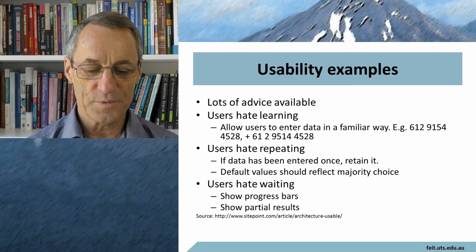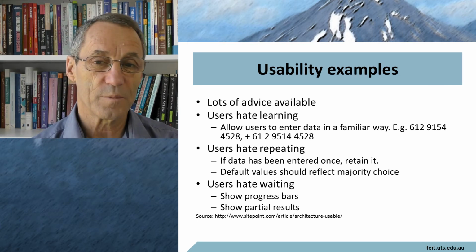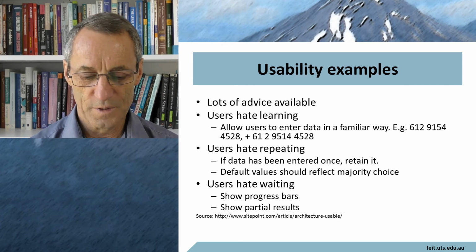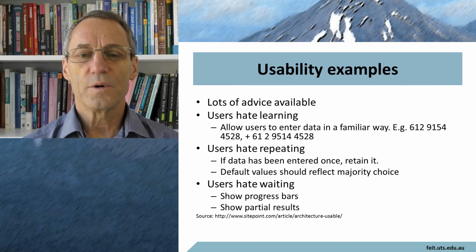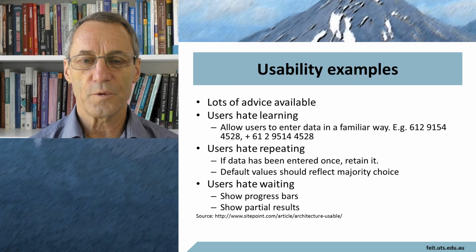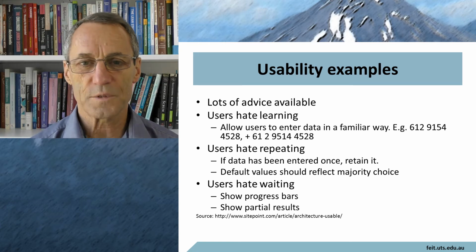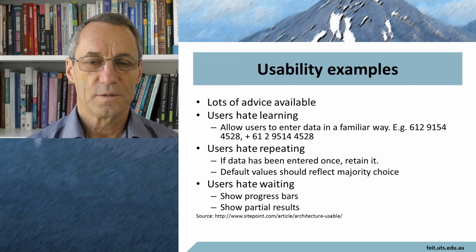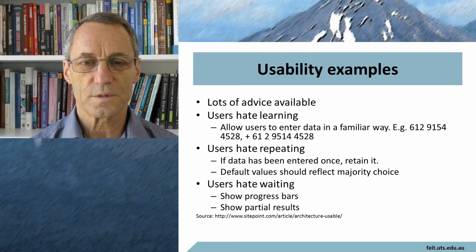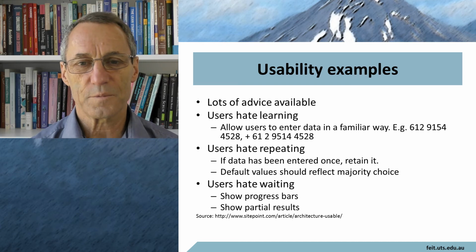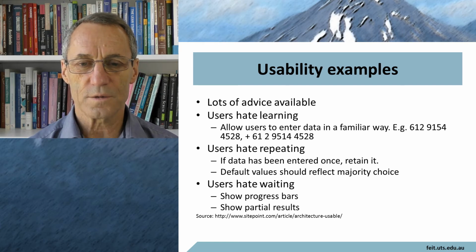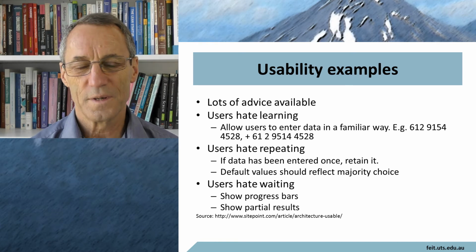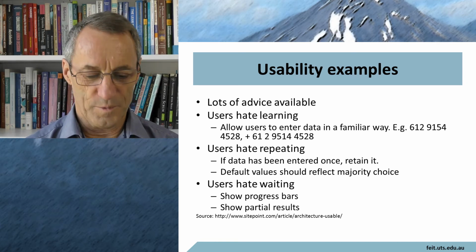Now, some usability examples. There really is a lot of advice available on how to make things usable. The internet's full of it all. Some of the good advice is that we hate learning things. If we already list our phone number with brackets and pluses and gaps, then your application ought to take it that way. However the user wants to enter it, if there's gaps in it, we'll take the gaps. If there's no gaps, deal with that. But don't try and insist, as I've seen some websites insist, you must put it in all numbers, nothing else. No spaces, no other characters. Well, that's not how I think of a phone number.